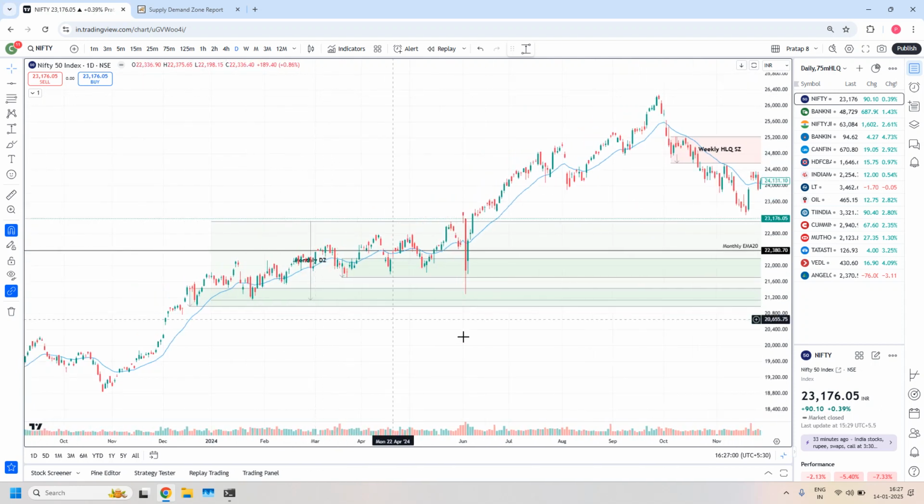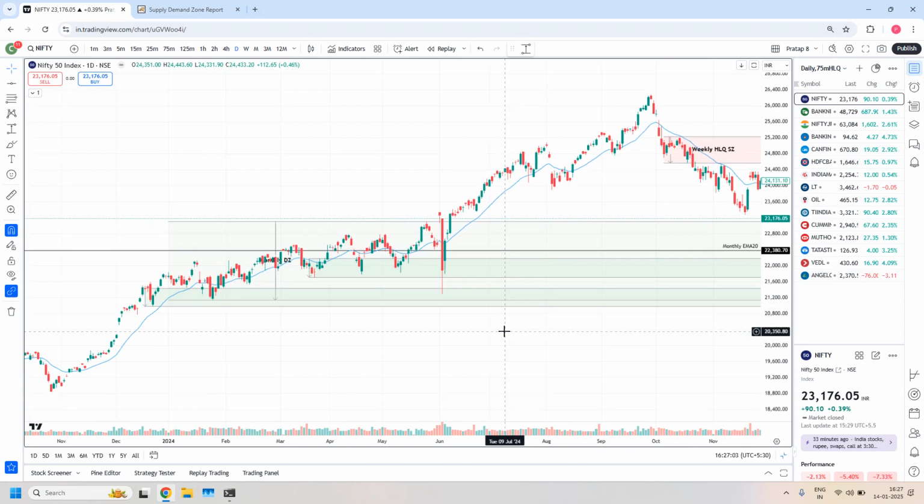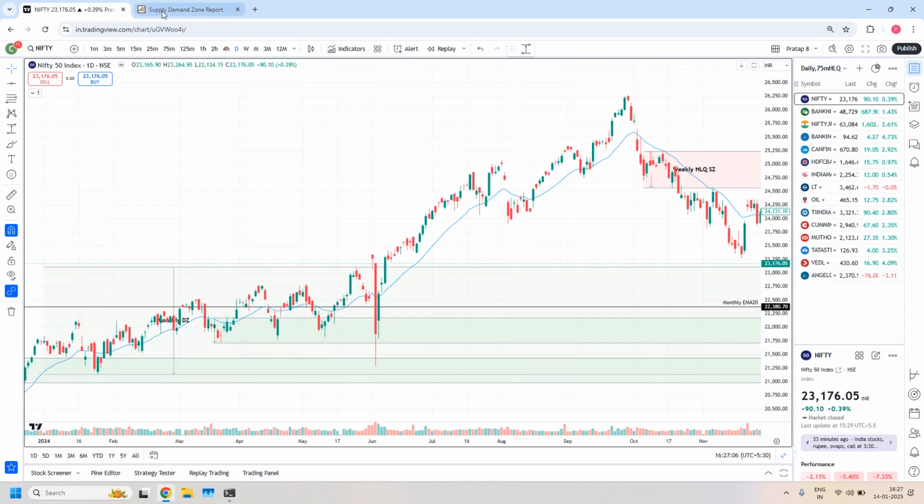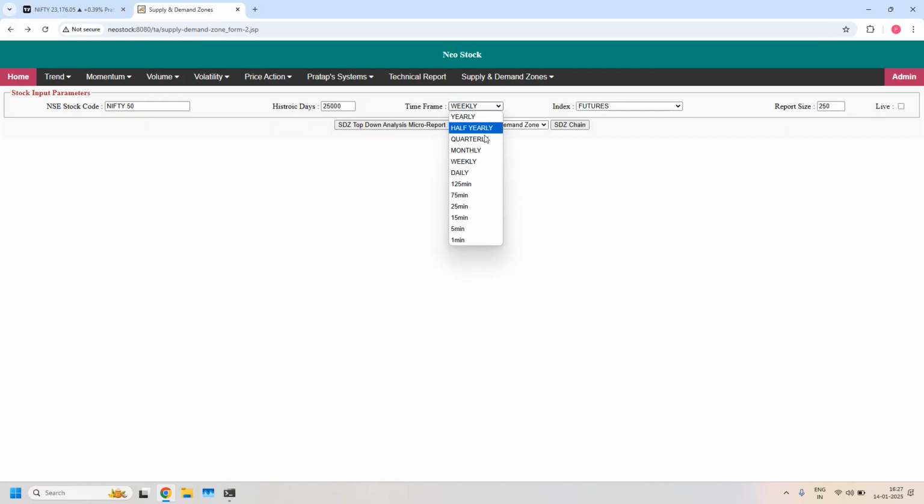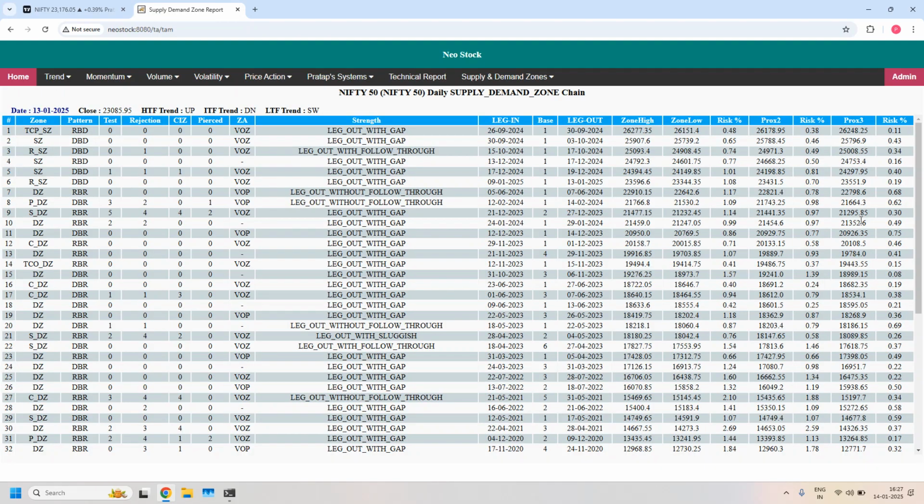So do we have any daily demand zones here? Let us take the help of NeoStock software so that we can identify any pierced zones which will give us some trade opportunities. So I am generating a daily supply demand zone chain for NIFTY. Okay, so these are the daily zones. Let's look into the recent daily demand zone, the 7th. This is the most recent daily demand zone.